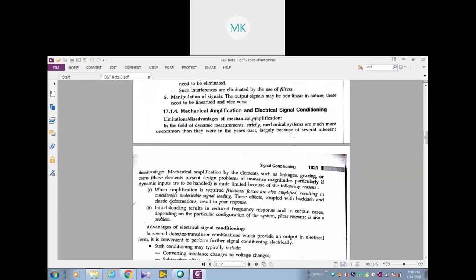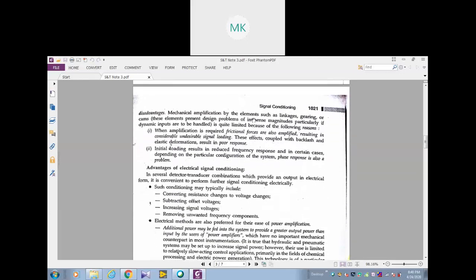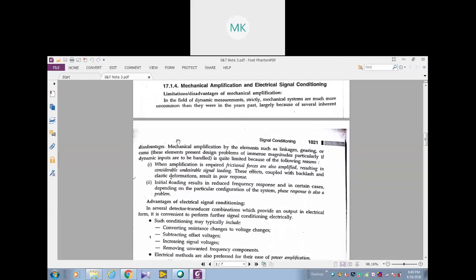Next, mechanical amplification and electrical signal conditioning. So we know what is electrical amplification, amplifying the current, amplifying the voltage. Then what is mechanical amplification? In the field of dynamic measurements, strictly mechanical systems are much more uncommon than they were in years past, largely because of several inherent disadvantages.